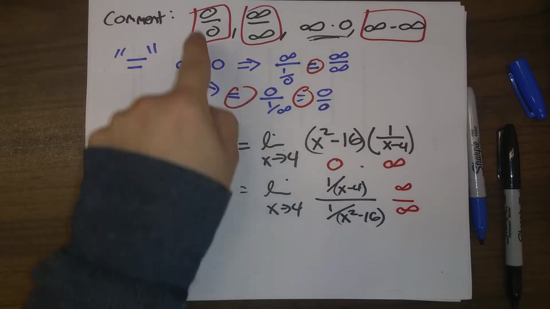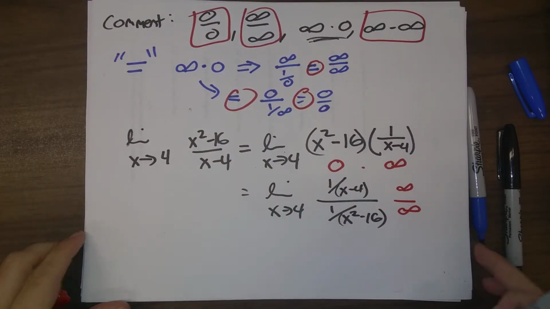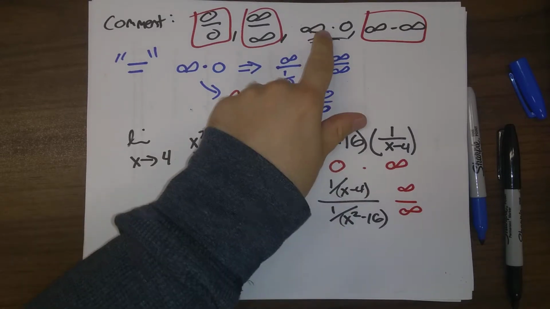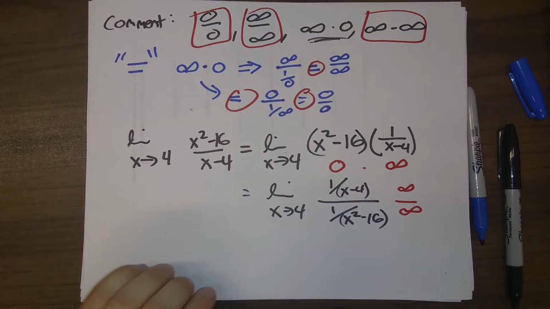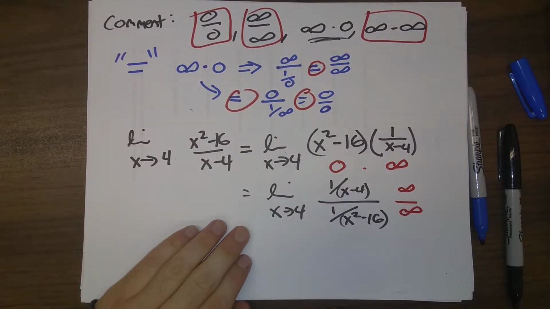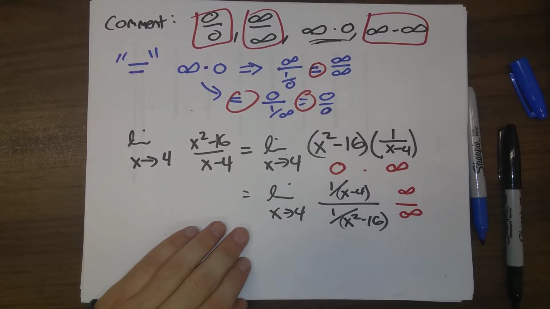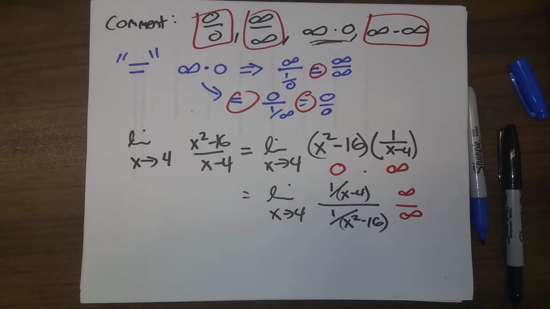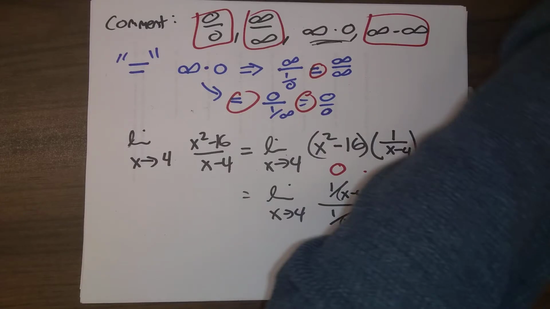So in some sense, these first 3 you can always change one to the other. They're all interchangeable. So you might not run into any standalone infinity times 0 problems, and if you do, you probably could just rewrite it in a 0 over 0 or infinity over infinity form. In any case, you're going to be looking for some way to algebraically manipulate it. So that's the comment that I promised.